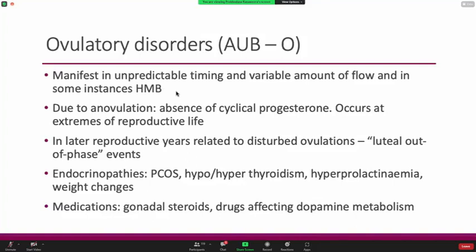And they have irregular cycles, right? Usually they don't have every month cycles. Usually they are far apart, right? And they have absence of progesterone, right? If you do a day 21 progesterone level, it is usually low, indicating that they didn't have a luteal phase, right?